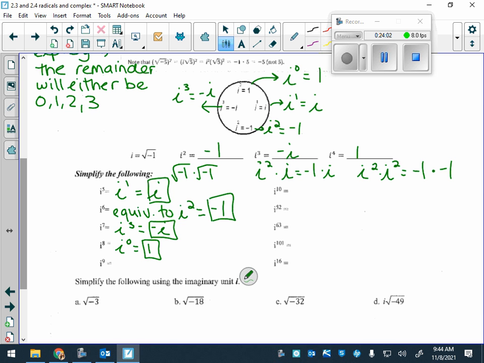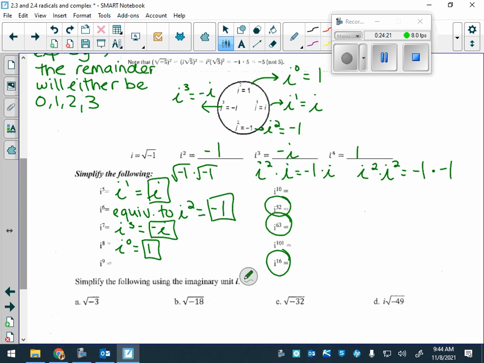4 goes into 8 how many times? Is there anything left over? No. So it's i to the 0, which is 1. Okay? So I want you to try i to the 52nd, 63rd, and 16th.